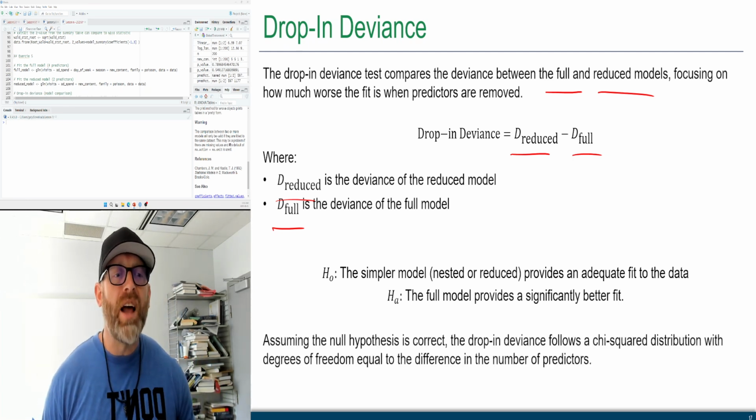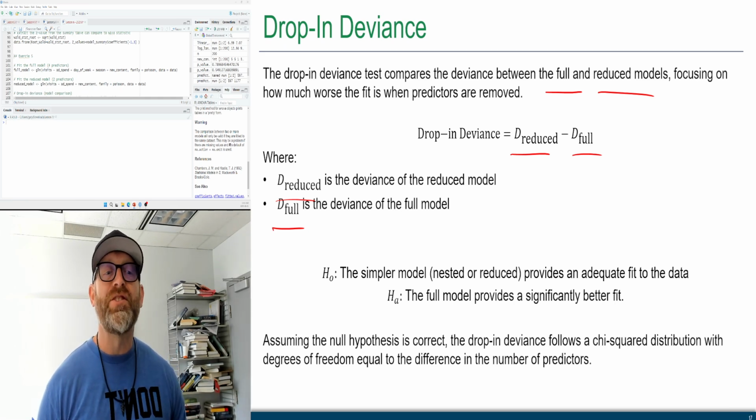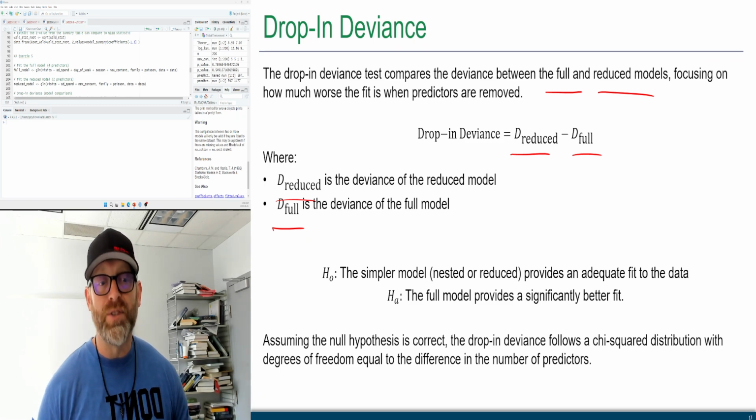So again, assuming the null hypothesis is correct, the drop in deviance follows a chi-squared distribution with degrees of freedom equal to the difference in the number of predictor variables. So if my full model has 4 and my reduced model only has 2 of those predictor variables, the difference would be 2. I would have a degree of freedom of 2.